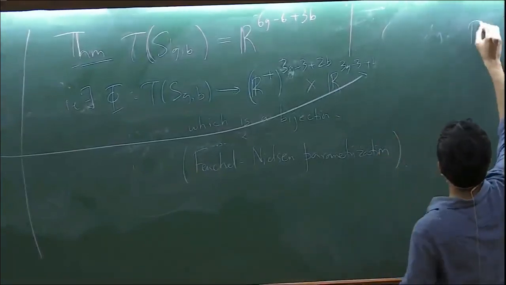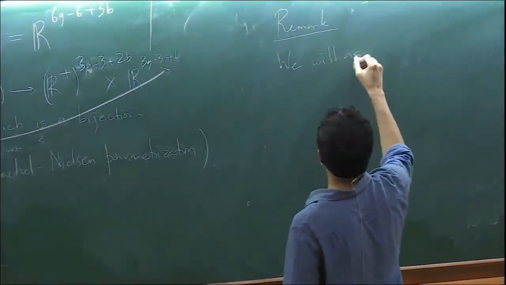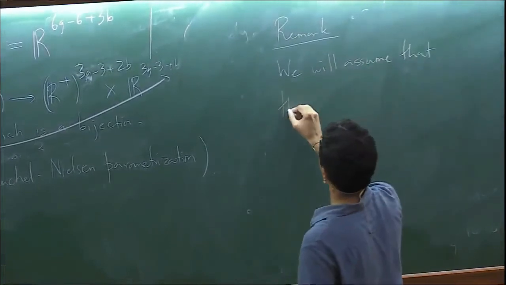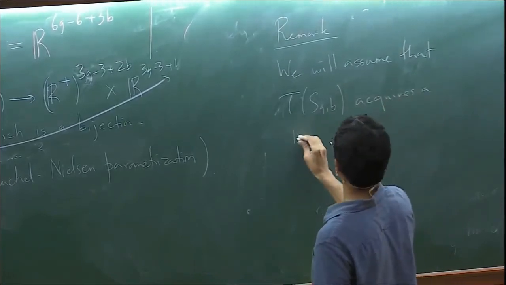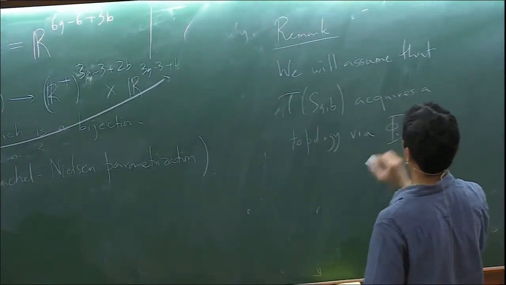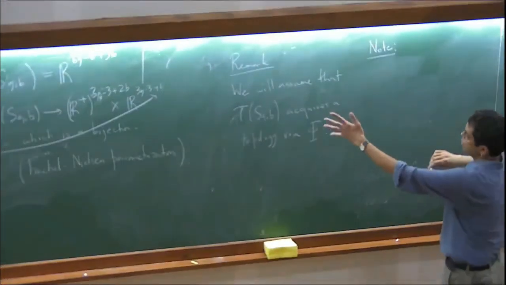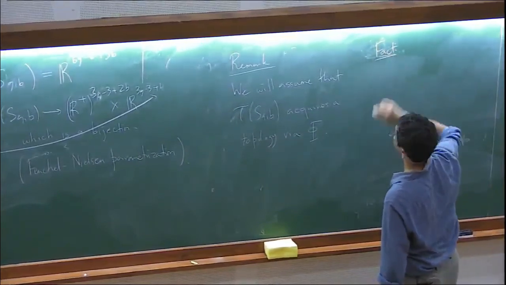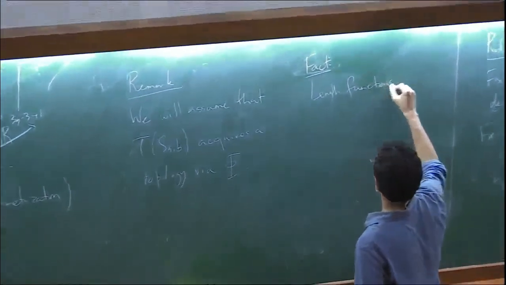So let me just note here a remark that we shall assume, in the next couple of lectures also, that Teichmuller space acquires a topology via this parametrization phi. Okay. One more thing to note in this topology, and this is going to be useful for us later. So let me say it as a fact. I won't prove it. But in this topology, length functions are continuous.